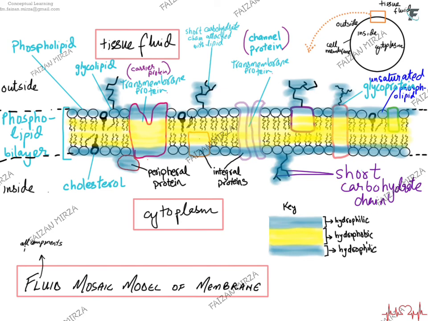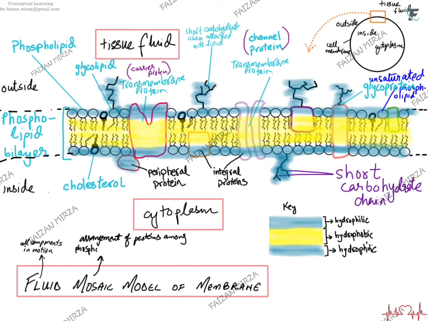The terms fluid and mosaic were added by Singer and Nicolson. They mentioned that the membrane is fluid. Why? Because they said that all the components are in constant motion, and all the parts of the membrane are pretty much in motion, very much like icebergs float in the sea. The proteins move about like icebergs, and the ocean water is these phospholipids. So the way icebergs float in water in the oceans, similarly these proteins float around within the sea of phospholipid bilayer.